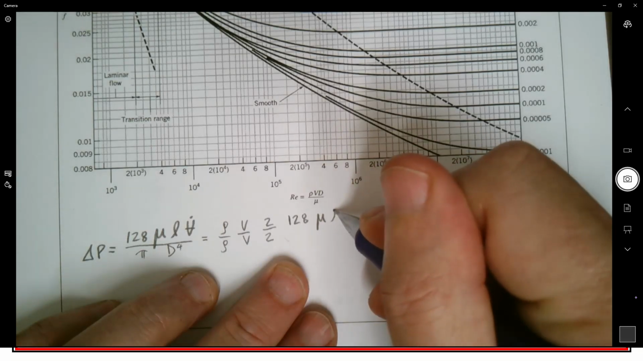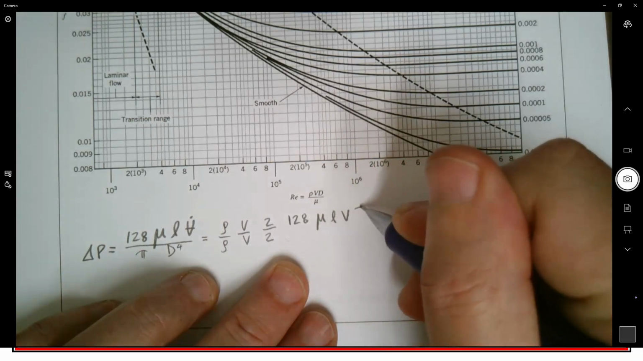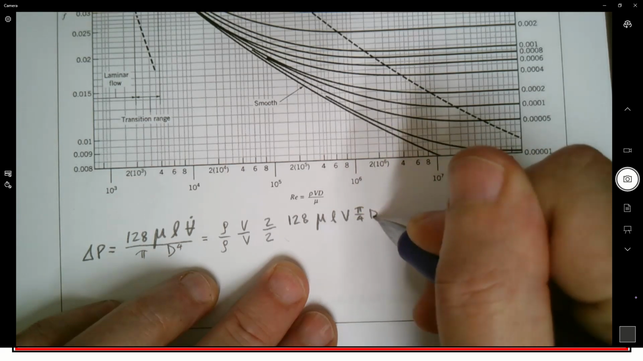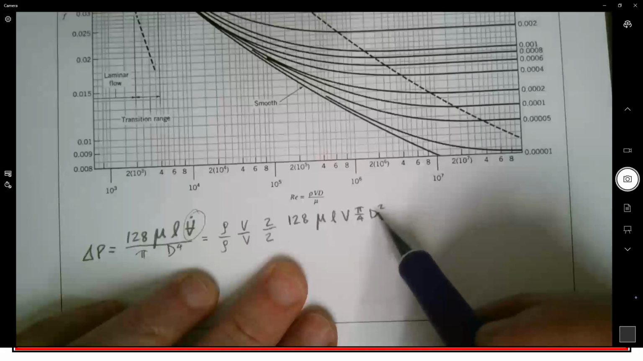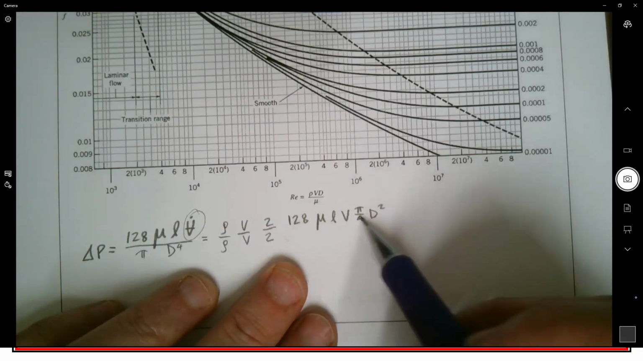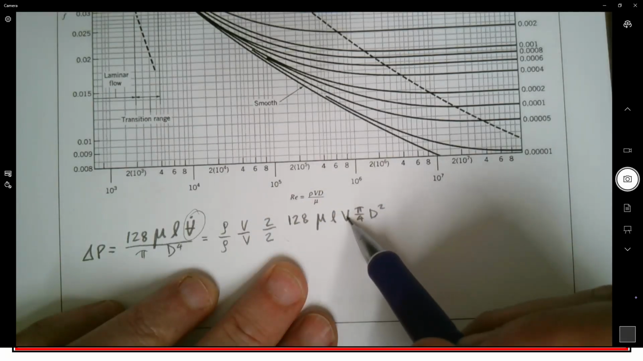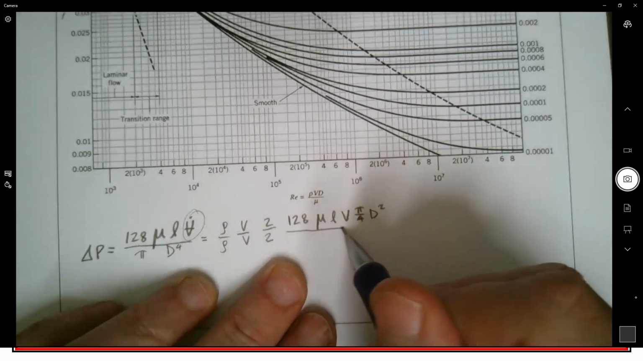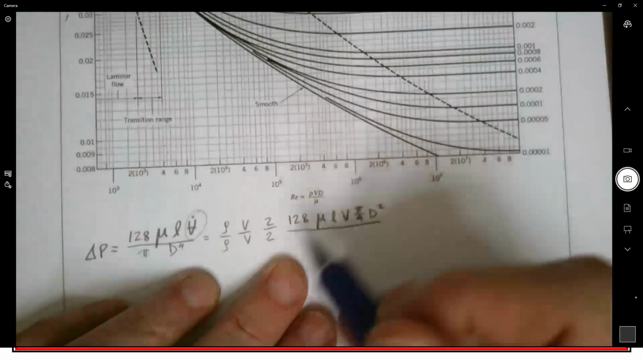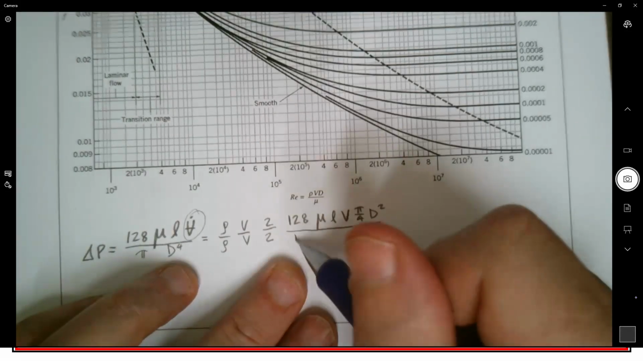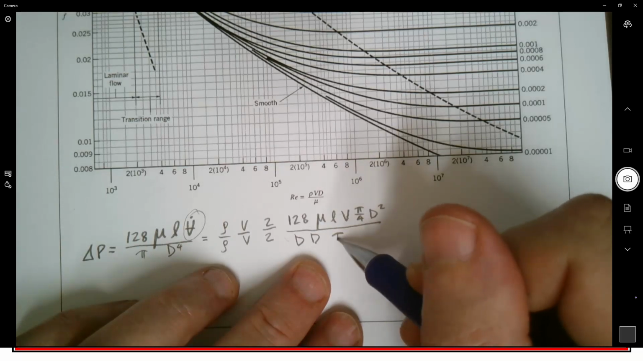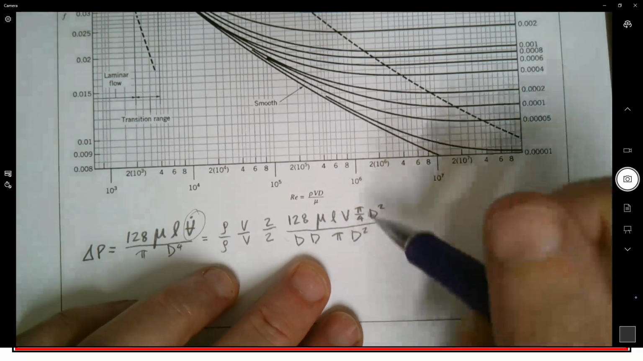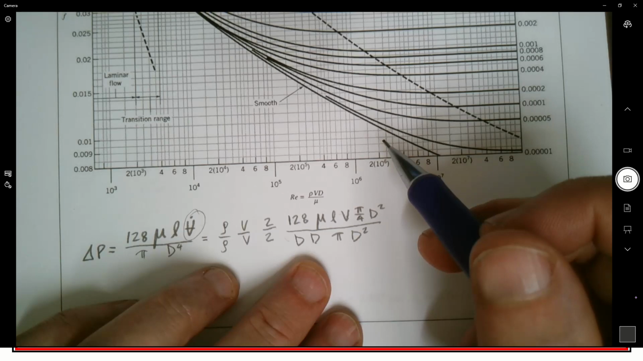128 mu L v pi over 4d squared, right? So that's what this is. I could have left it that way before, but I've moved it out. I've taken this v dot and moved it back into a velocity in there. And then divided by, I'm going to take that d and separate it out to d, then pi, and then d squared, right? So there's a number of things that are going to cancel out because of this.